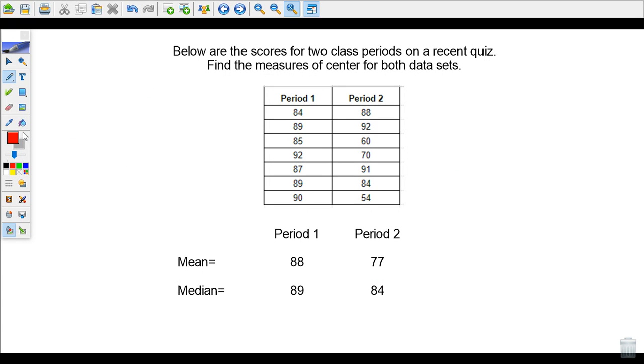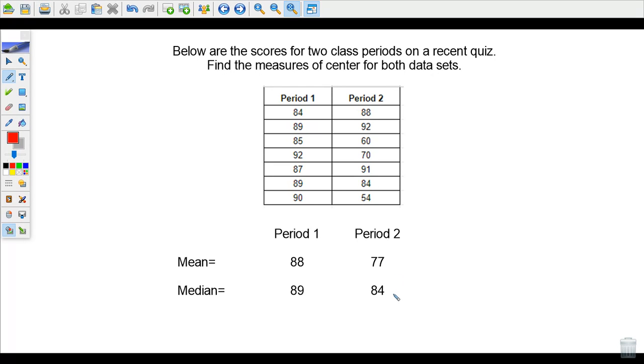So here are two class periods. I just made these up at random. Two class periods and their quiz scores. Find the measure of center. I've already done that for you. As you can see, the mean for period 1 is 88. The median is 89. Very close together. For period 2, the mean is 77. The median is 84. As you can see, these are a little bit further apart.